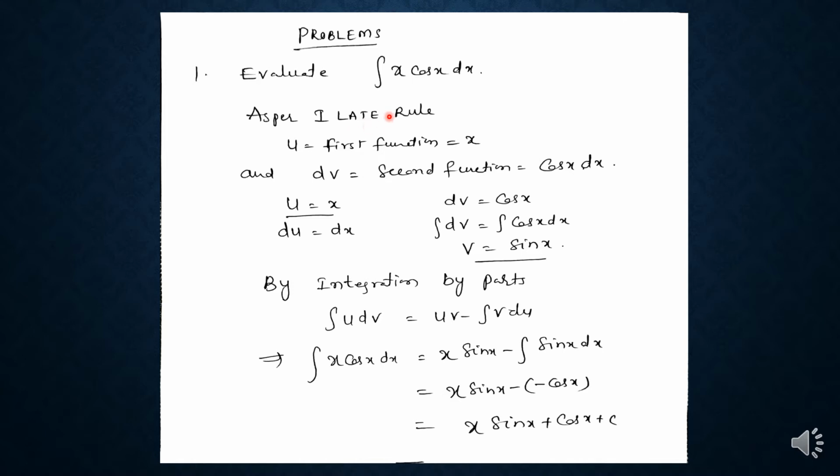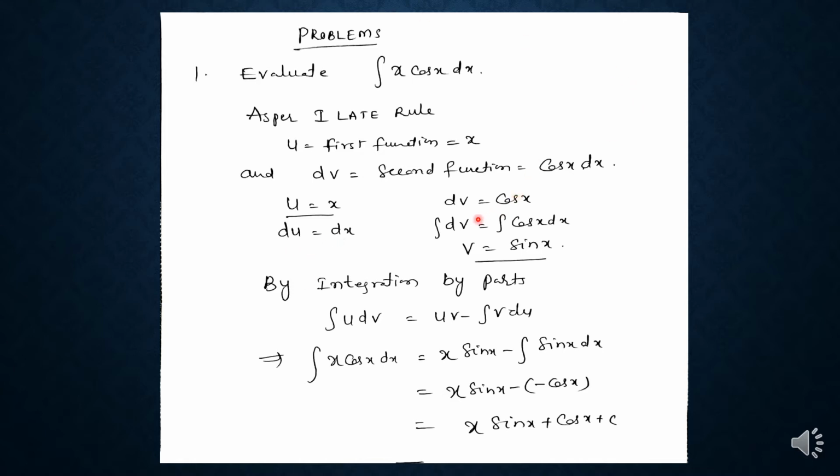So the algebraic function x will be taken as the first function. u is equal to x, the first function, and the second function is cos x dx. dv is equal to the second function, that is cos x dx. Now write what u is. u is equal to x. Then find the derivative: du by dx is equal to 1, or du is equal to dx.